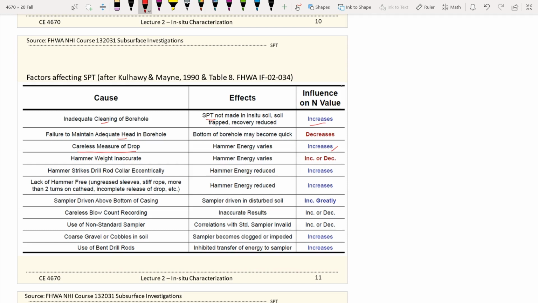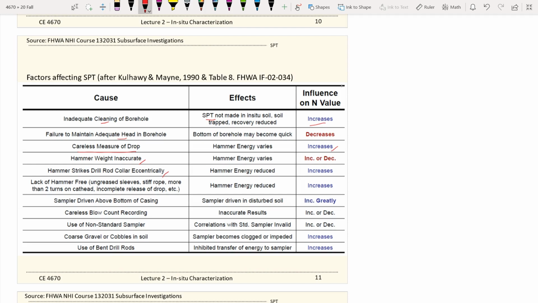So everything needs to be done very carefully. The hammer weight may not be accurate. With the hammer being abused and used so many times, there is wear on it, so it may not be accurate anymore. So make sure everything is aligned well. Otherwise, you will end up with inefficient hammer energy, and also make sure everything is done properly.